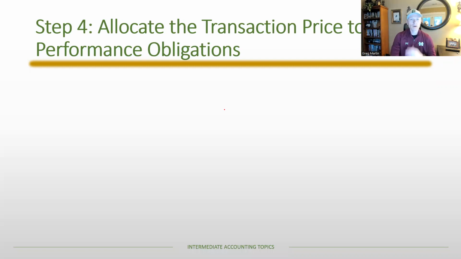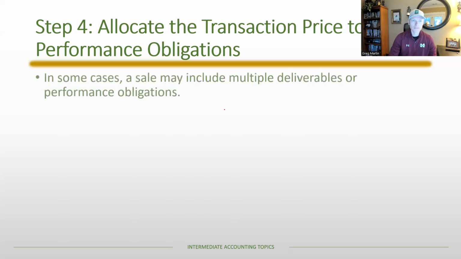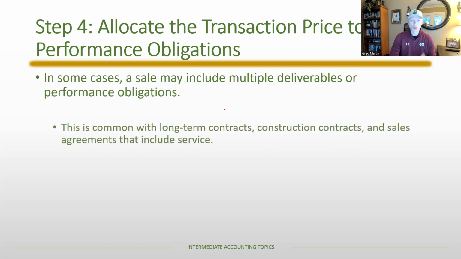But anyway, so we're talking about step 4, which is now how do we allocate the transaction price to performance obligations. In some cases, it's very, very simple. But again, this is about special issues that we might have. And so as we walk through it, situations where there are multiple deliverables or multiple performance obligations, long-term contracts, construction contracts, sales agreements that include service, or even like fast food chains.